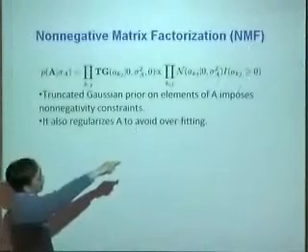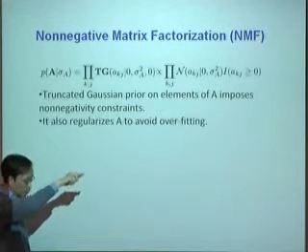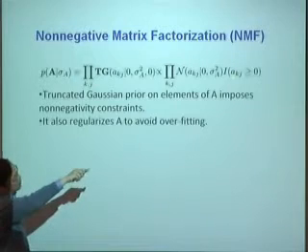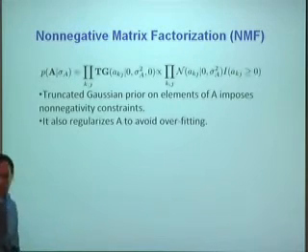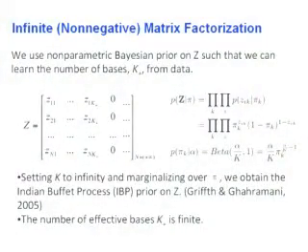And this will force the distribution to have non-zero probability only if A_kj is larger than or equal to 0. So it serves two purposes here. Z and the prior on Z.